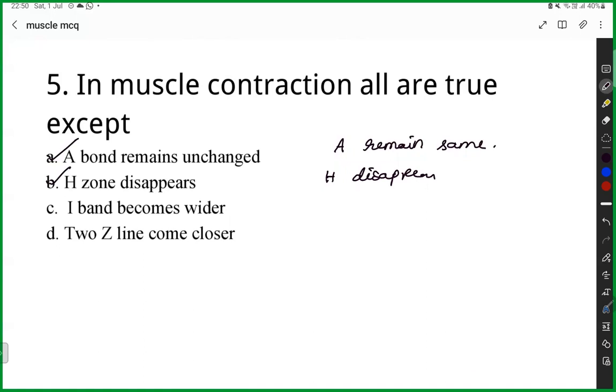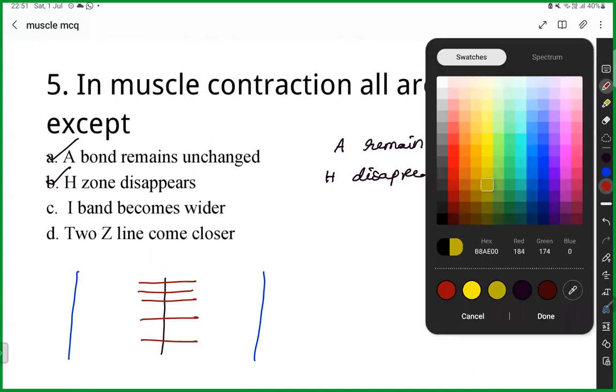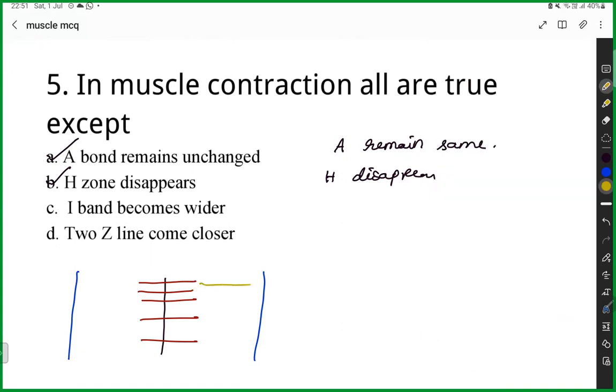Third one, I band becomes widened. Now tell me. This is going to be your M line. These two are going to be your Z lines. Now you told that there is going to be a thick filament like this. You also know that there is going to be a thin filament present in between, like this. Similarly, this side also.